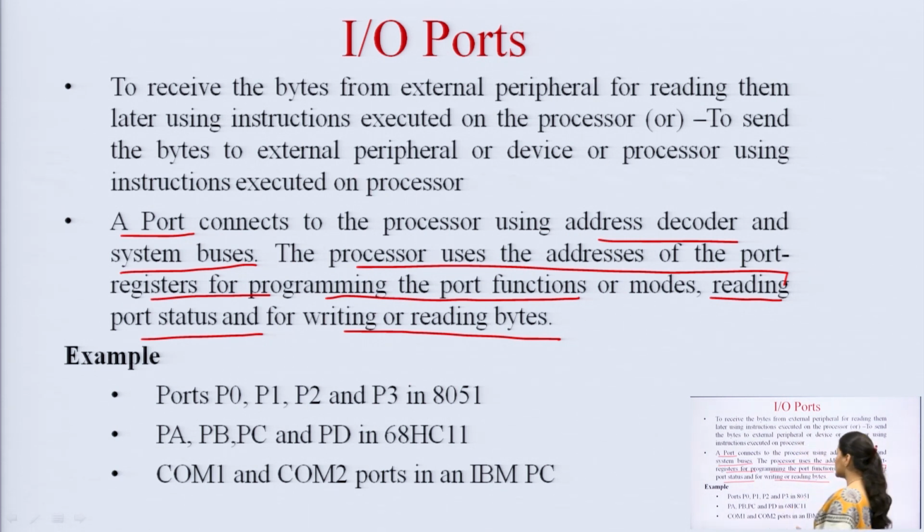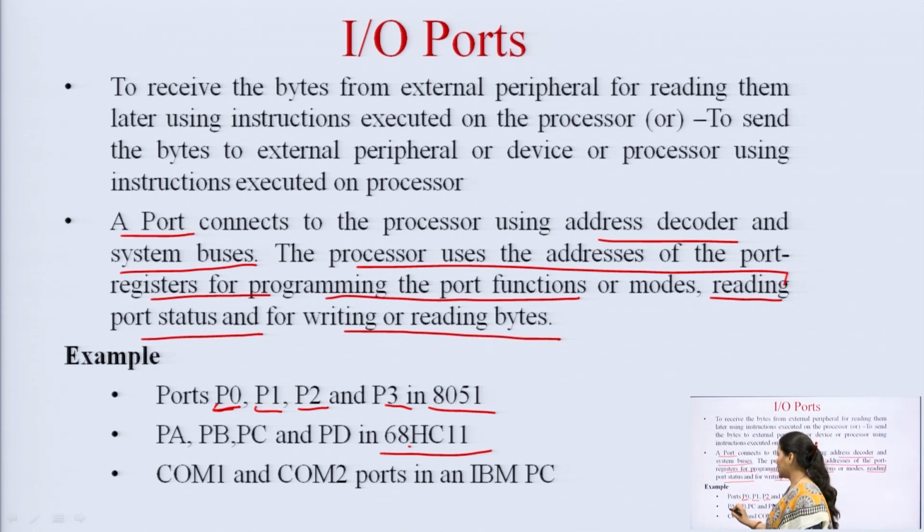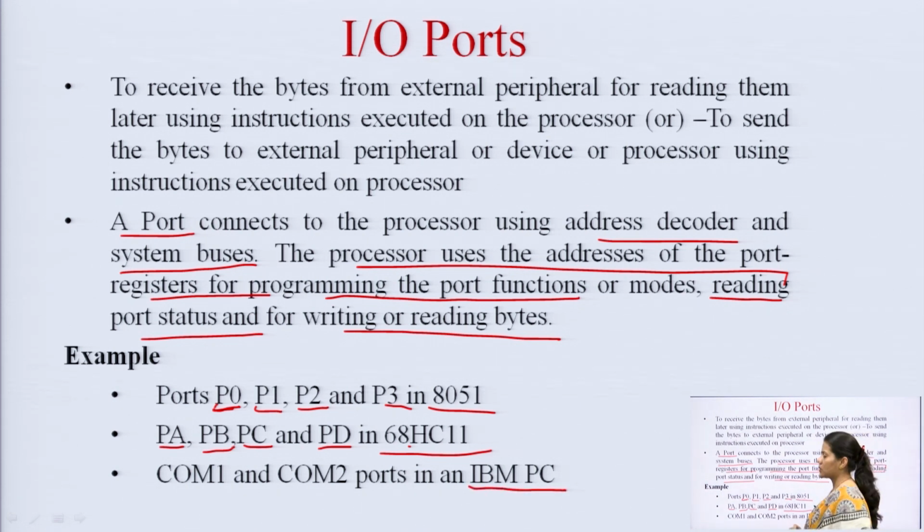So, what are the examples of ports? In the 8051 there are certain ports named as follows: port 0, that is P0, port 1 is P1, port 2 is P2 and port 3 is P3. Now, the 68HC11 is another processor, and here port A, port B, port C and port D are the 4 ports. Now, if we see a general purpose computer, we can take the IBM PC. There are 2 ports available, COM1 and COM2, the communication ports. So, these are perfect examples of ports.